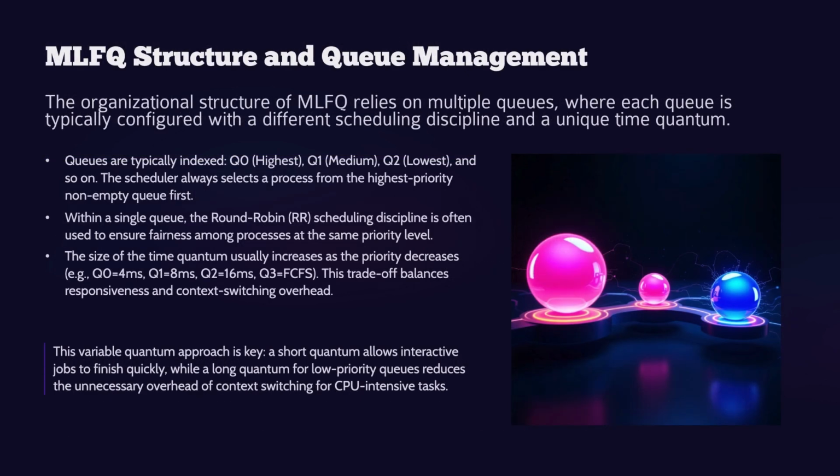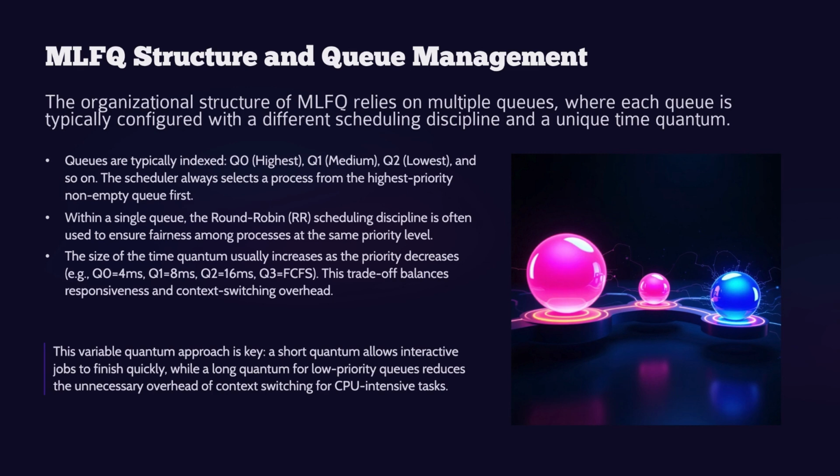MLFQ uses multiple queues, each with its own priority and time quantum. For example, Q0 is the highest priority, then Q1, and so on. The scheduler always runs a process from the highest non-empty queue. Within each queue, round-robin scheduling is used for fairness.